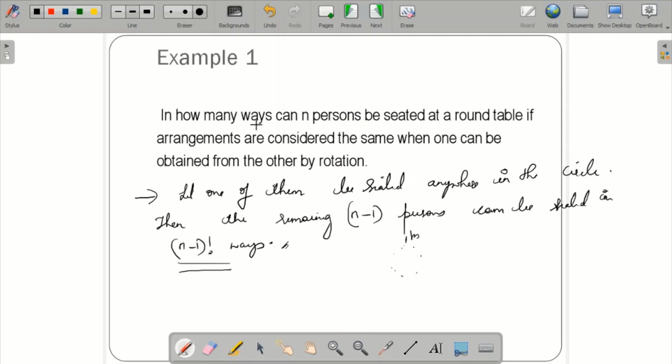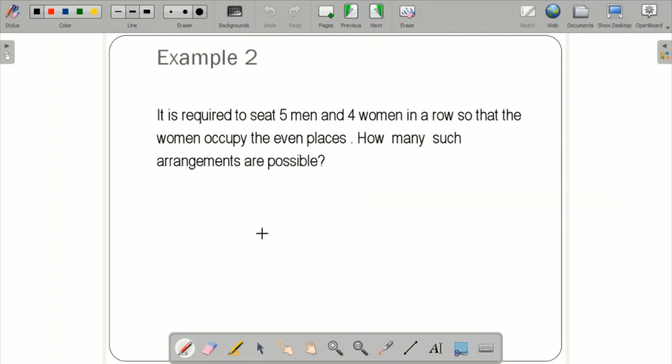So in how many ways can n persons be arranged if they ask in a round table? Fix one person in one location, then the remaining you should arrange. So it is (n minus 1) factorial ways. So this is regarding example 1.